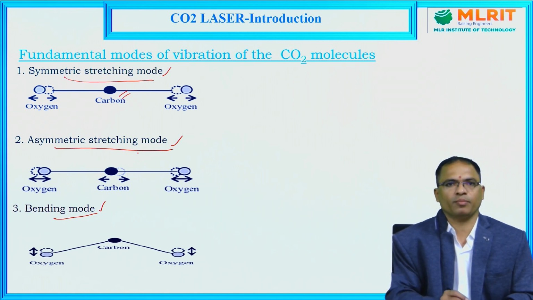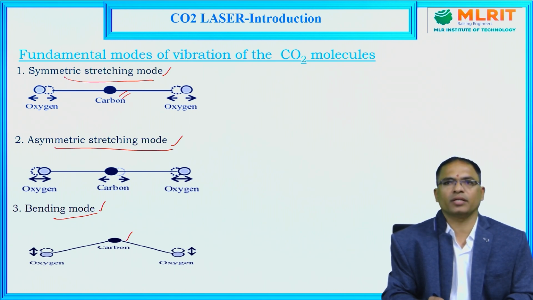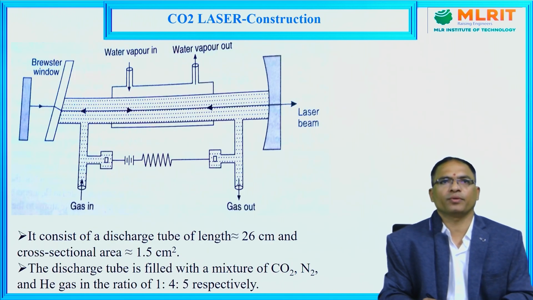So in this case, the carbon atom remains fixed at a particular position, whereas the oxygen atoms vibrate up and down, and this mode of vibration is called the bending mode. So like that, the carbon dioxide molecule undergoes 3 different types of vibrations. Now coming to the construction.